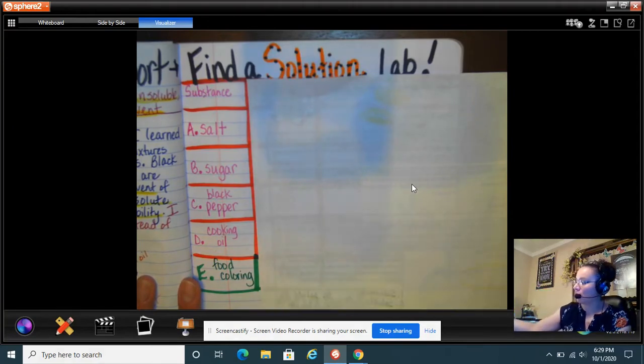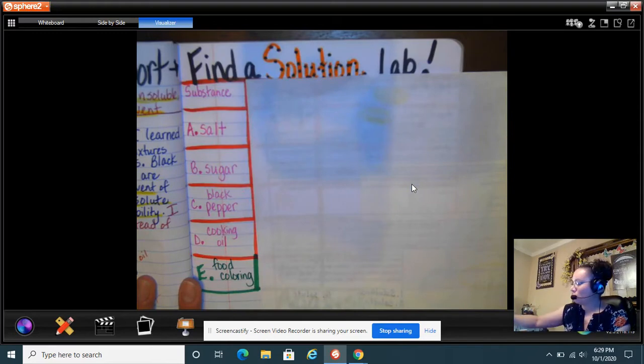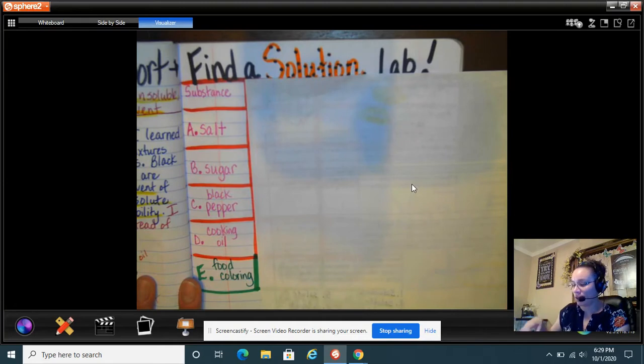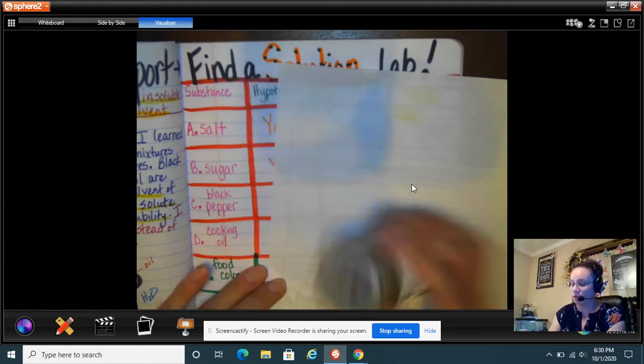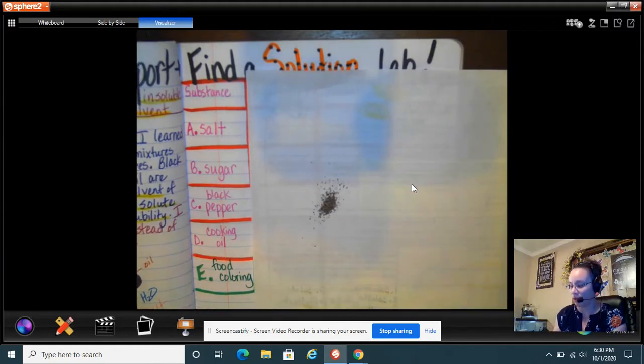So you can use salt, any kind of salt, if you have salt at home. This is the one I had. You can use sugar. This is the one I had, white sugar. You can use brown sugar. You can use stevia or Truvia, whatever sweetener you have, Sweet'N Low, things like that. Black pepper. It's the black powdered pepper. I put a little bit on there so that you could see. That's the pepper I'm talking about.